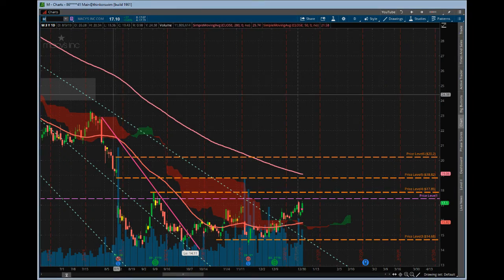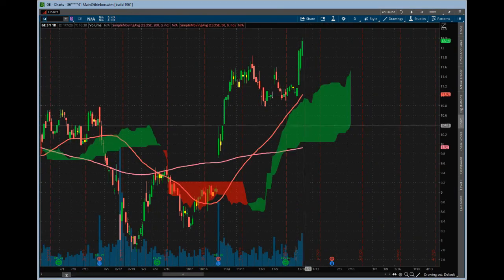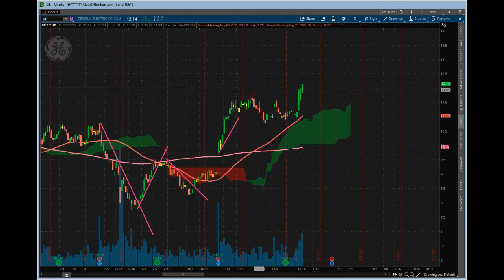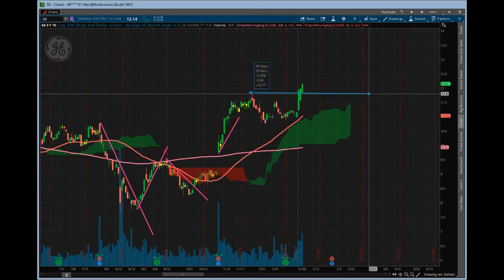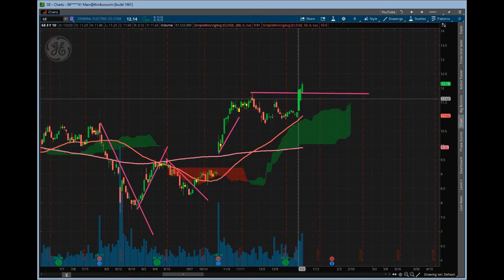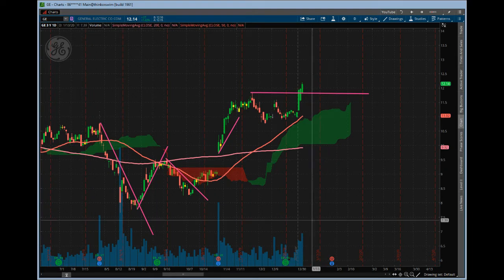Yeah, and GE was a nice one. A couple of our guys were in that one today, at least one. So getting pretty strong there. Nice close the other day. Double close over this level with nice green candles, right? And got a nice move up. So yeah, starting to do the same. Nice volume coming in, too. Definitely want to keep it on the radar.